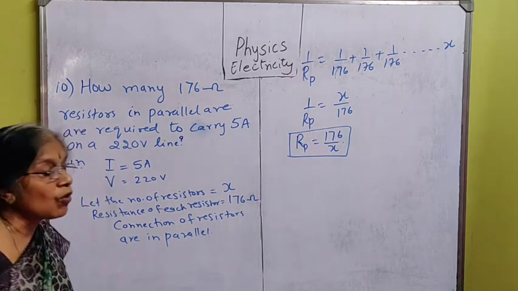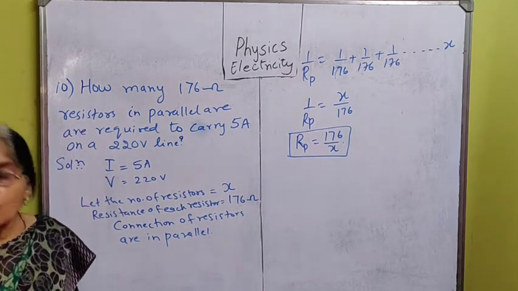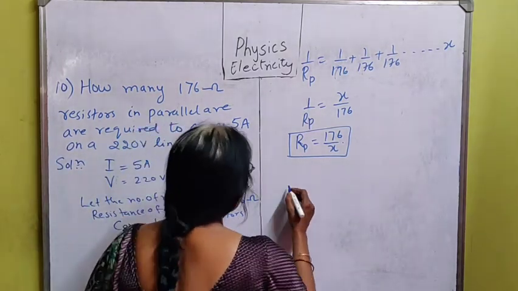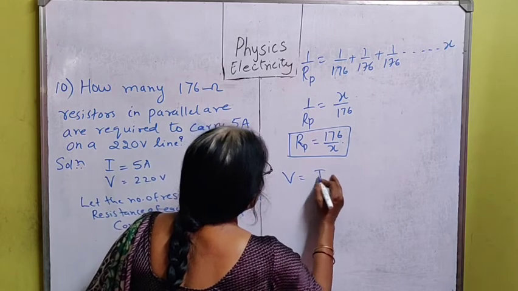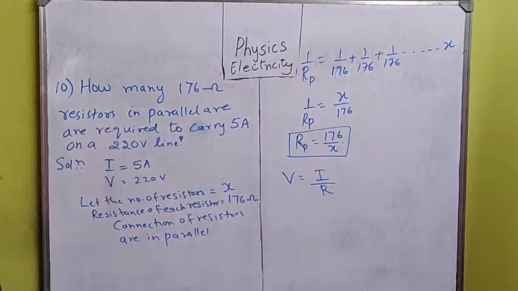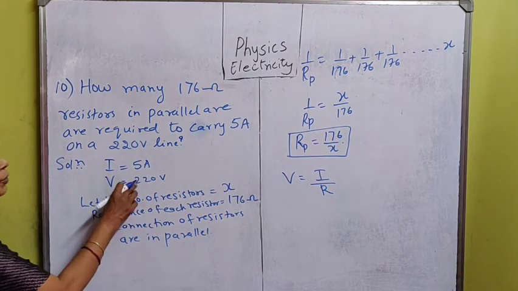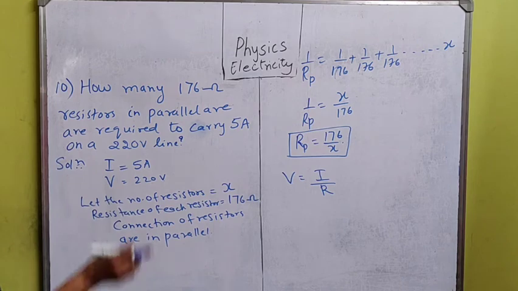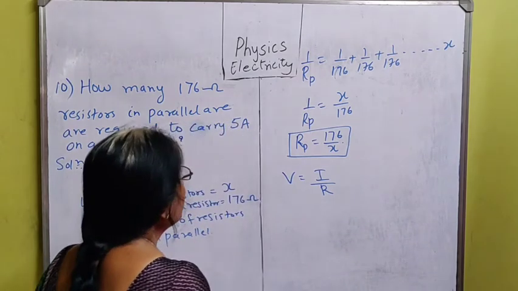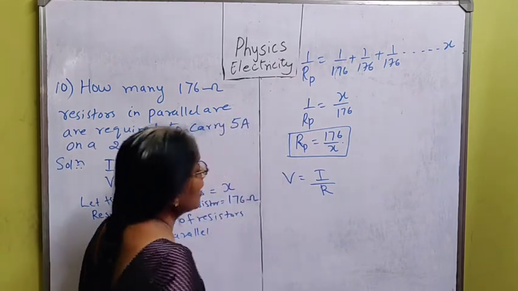Let us take Ohm's law. Using Ohm's law, we are going to find it out. V is equal to I into R. Taking this, we will find out the value of x. V value is 220. I value is 5 ampere. And what is the R value? R is the resistance, which is 176 by x.